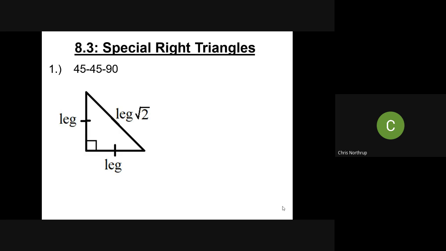And this is an isosceles right triangle. If both acute angles of a right triangle are 45 and 45, that implies it's going to be an isosceles triangle. We saw this back in chapter 4. If you play around with this a little bit, you can use Pythagorean theorem to determine that you'll always get this pattern: the legs are going to be congruent, the same exact length, and then the hypotenuse will be that exact same length times the square root of 2. So that's our first special right triangle pattern.